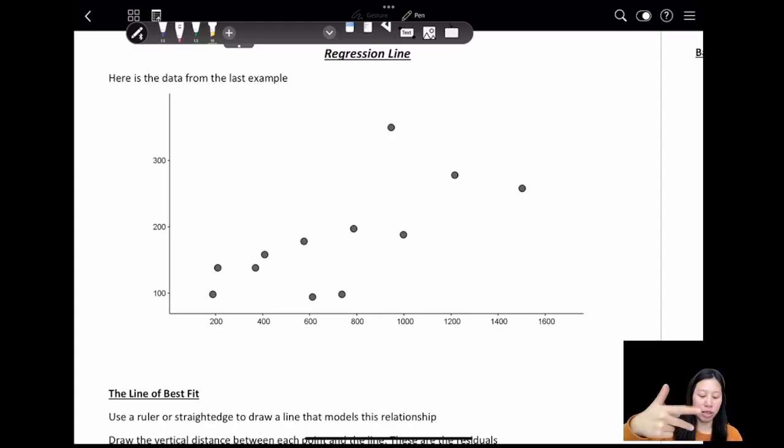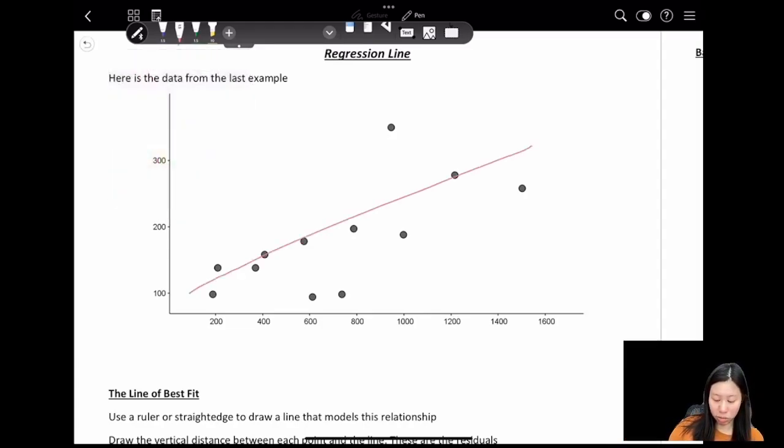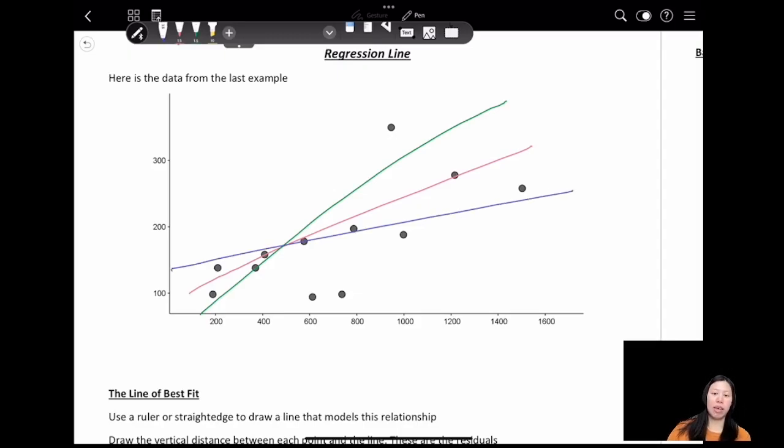Let's use the data from the last example, which is the airfare and the distance. How do we know which is the best line? Yes, we see there could be multiple lines. Some people may draw a line like this one, or some may draw a line like this one, or some may say, hey, this is also a line. Yes, they're both correct, I would say, but we need to find the best line to fit all of the data. So what determines the line of best fit?